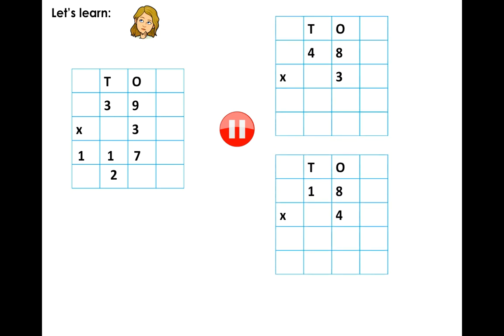Then I'm going to show you 2 more questions. Okay, and I want you to have a go at them. Maybe note them down on a piece of paper. So we've got 48 multiplied by 3 and 18 multiplied by 4. Brilliant. How did you do?